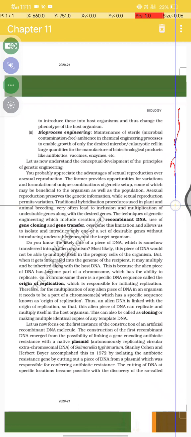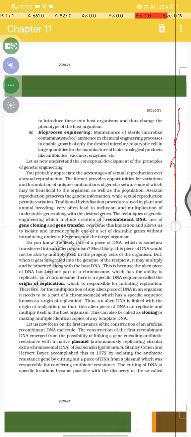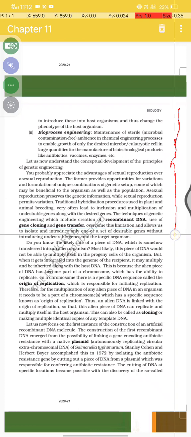Traditional hybridization procedures used in plant and animal breeding very often lead to inclusion and multiplication of undesirable genes along with the desired gene. The technique of genetic engineering, which includes creation of recombinant DNA and the use of gene cloning and gene transfer, overcomes this limitation and allows us to isolate and introduce only one or a set of desirable genes without introducing undesirable genes into the target organism.